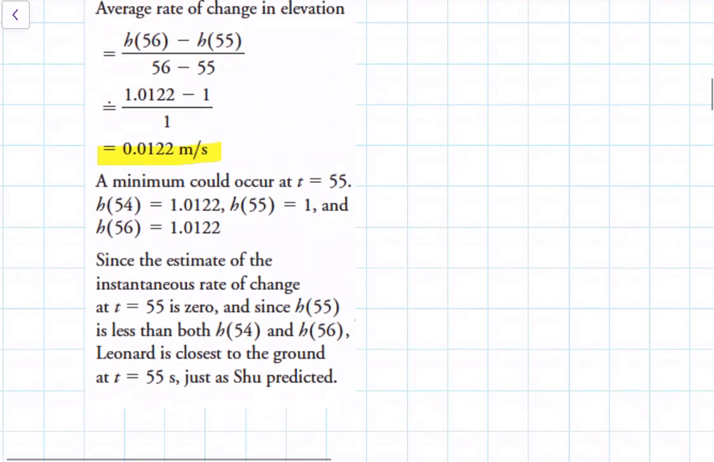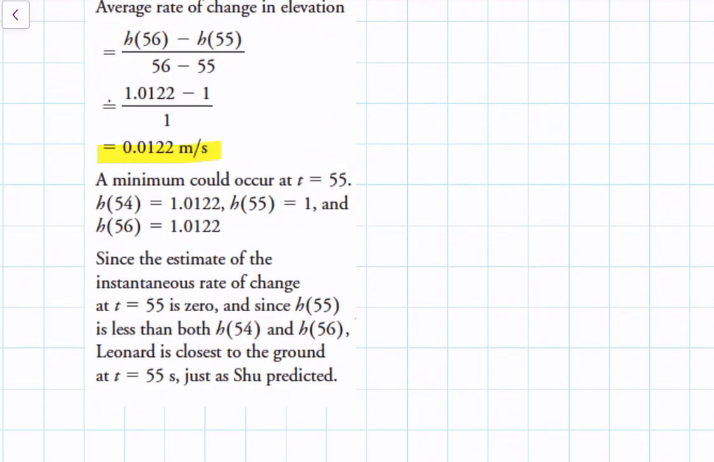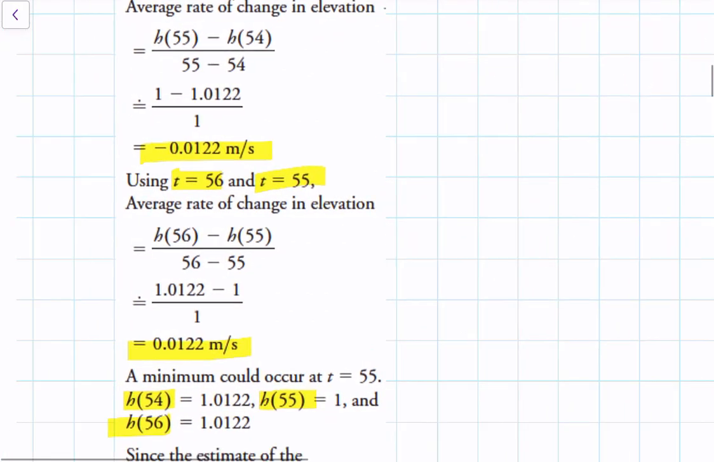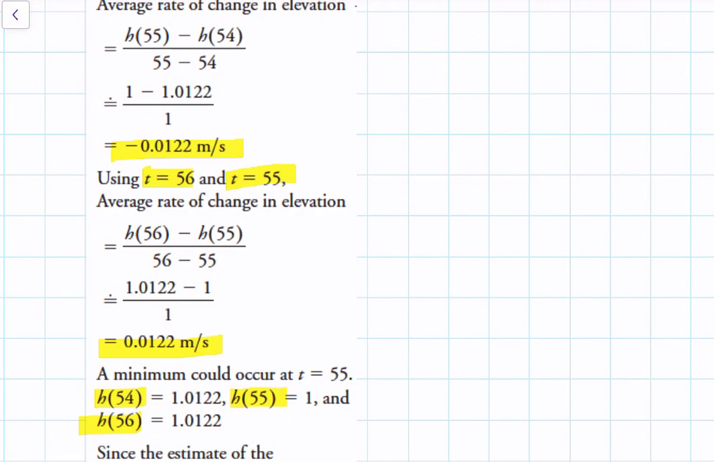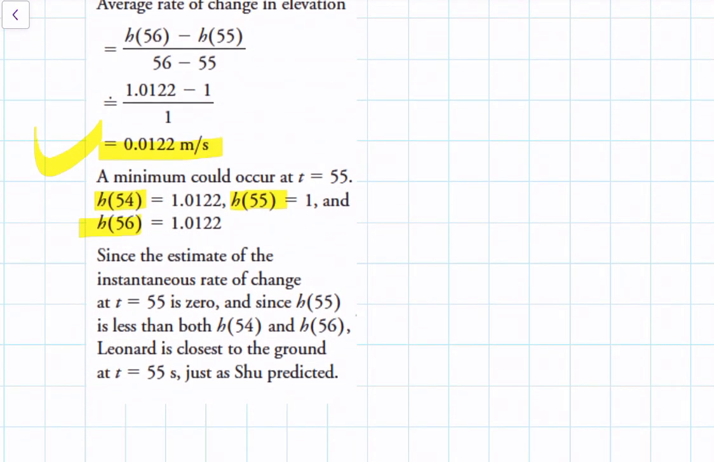And so then we're going to say that a minimum could occur at 55 seconds. And we're going to use our values 54, 56 and 55. As a result, we get the instantaneous rate of change to be 0. Now, how do we get that? We get that because we average out these two pieces right here. So we're averaging the value we got from the point that is smaller and from the point that is bigger than our desired time, which is 55 seconds. And as a result, once we average this out, we get the instantaneous rate of change to be 0.